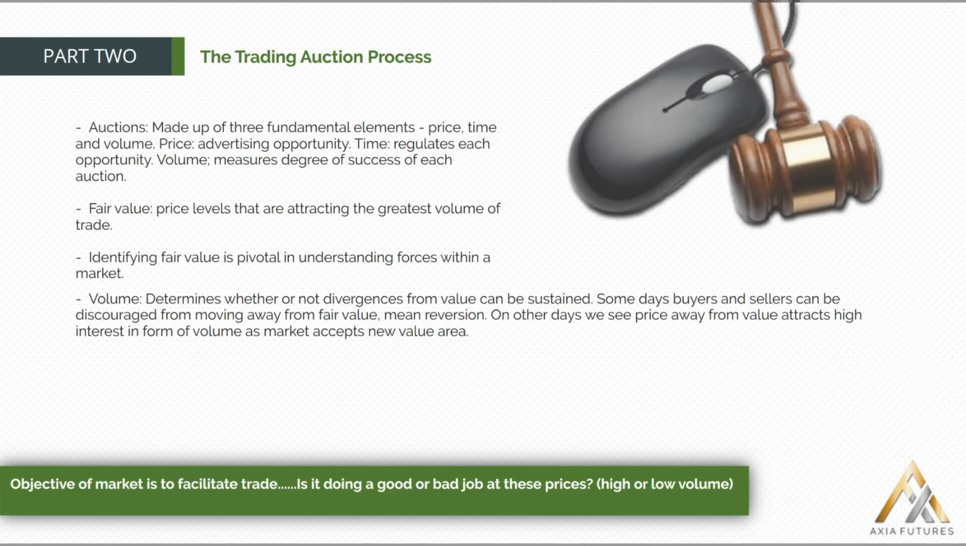Let's now discuss the basic elements of the auction process. Auctions are made up of 3 fundamental elements: price, time, and volume. Price advertises the opportunity, time regulates each opportunity, and volume measures the degree of success of each auction. These are the key fundamental pillars behind auctions. In order to understand any auction, it doesn't matter what the market might be, you need to understand price, time, and volume.